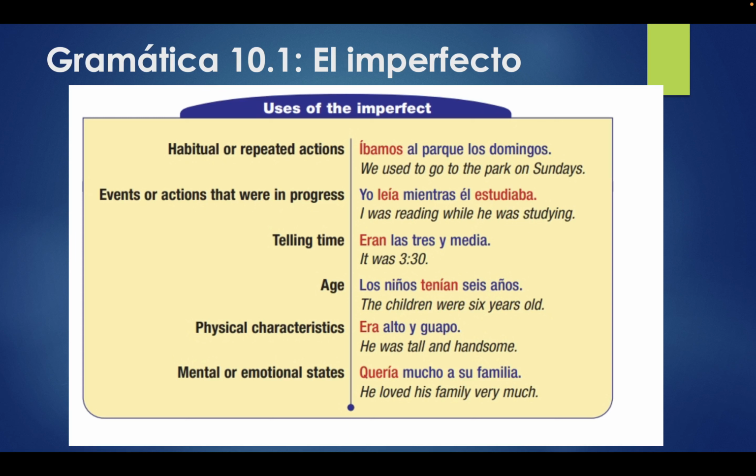Age is always imperfect. Physical characteristics. Oh, él era alto y guapo. Man, he was tall and good looking. Well, we don't know how long he was tall and good looking, so imperfect, an unspecific amount of time. And finally, your mental or your emotional state. Quería mucho a su familia. He loved his family very much. That's an example of his emotional state.